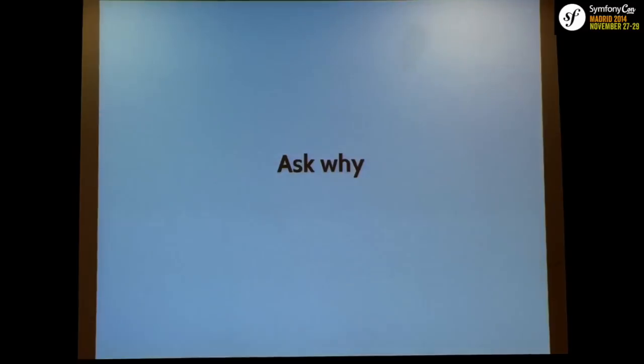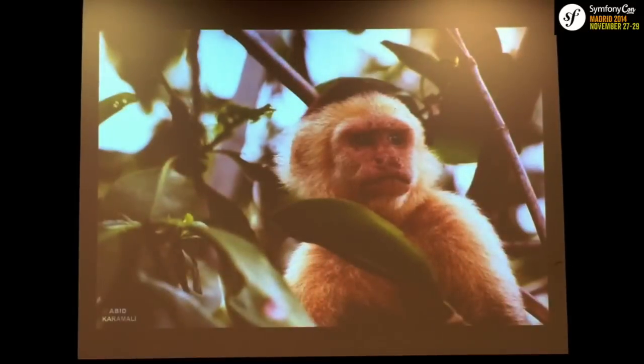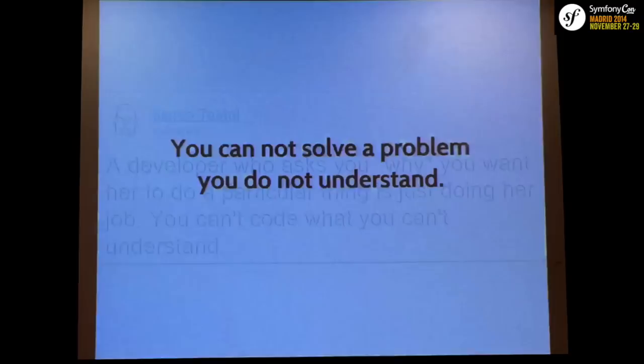All right. The second big point I like to insist on with using your brain is asking why. Not just going, why is this so shit? That's not quite helpful. It's more like a smart code monkey going, why is this the way it is? And trying to understand and maybe find a solution, then reporting an issue, or just understanding the things. There's a good tweet quote by Marco Tabini, saying that a developer asking you why is just doing her job. This is what we should do, really. We have to understand things before we can solve them.